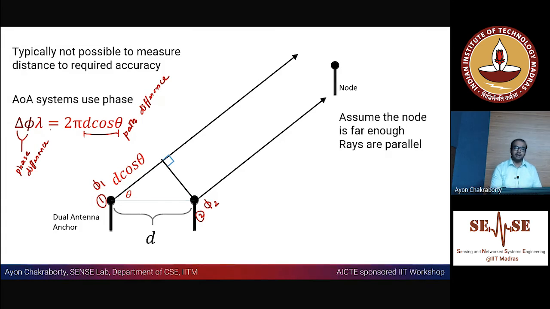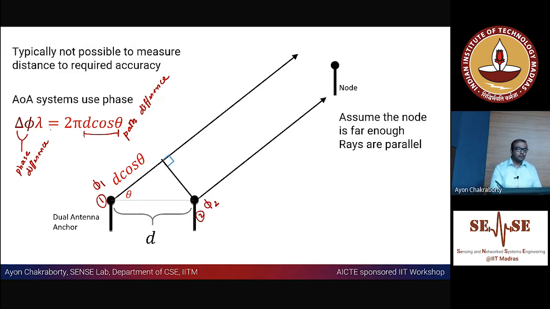Time doesn't wrap, because time is always incremental. 5 nanoseconds, 10 nanoseconds, 15 nanoseconds, 40 nanoseconds, 100 nanoseconds. It is just going to increase. Phase is not like that. It is just going to go from 0 to 2 pi, and again it is going to go from 0 to 2 pi. You cannot find out the difference.